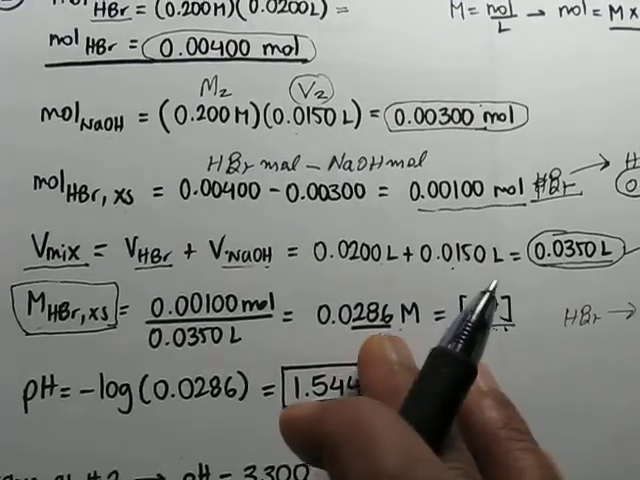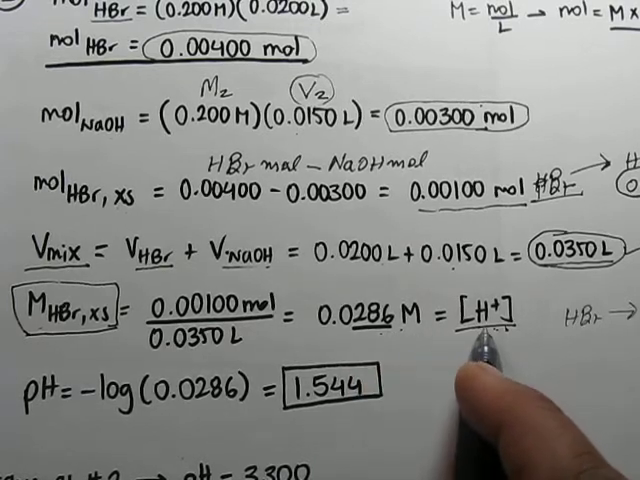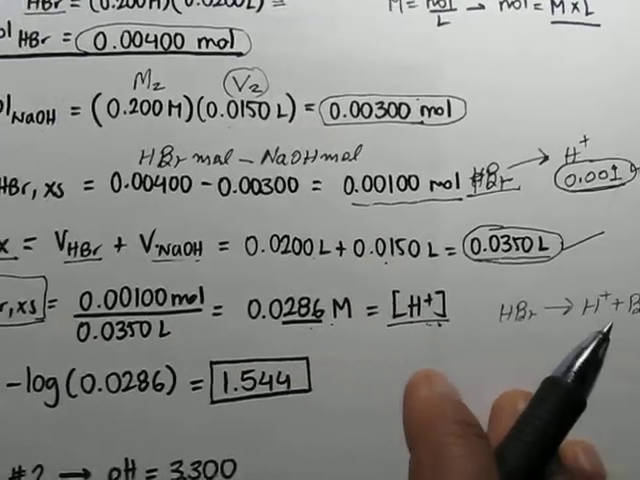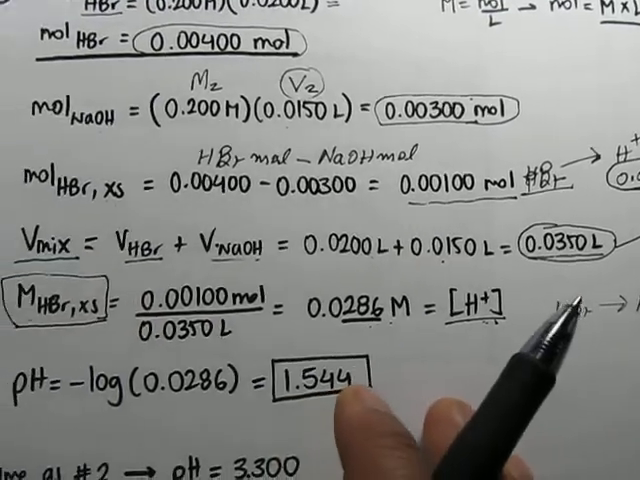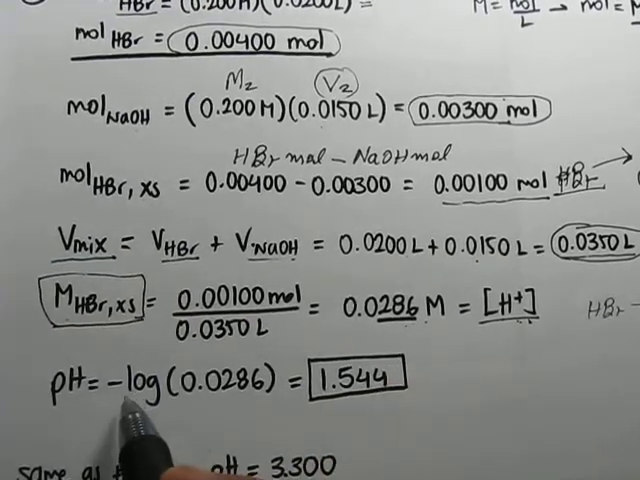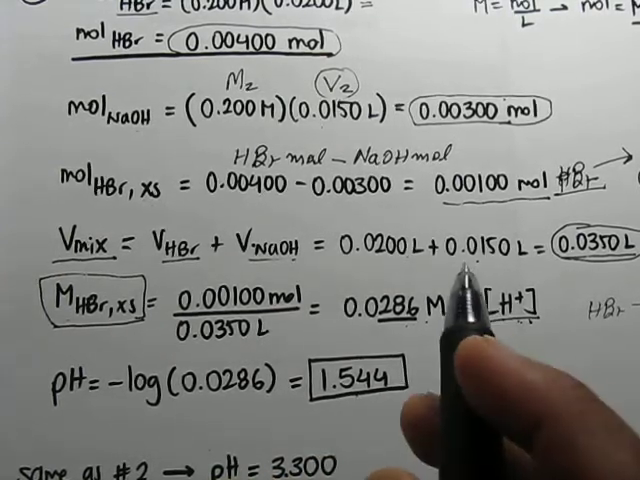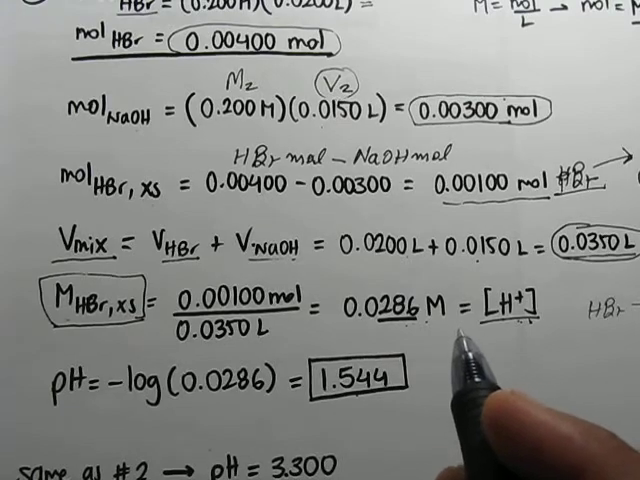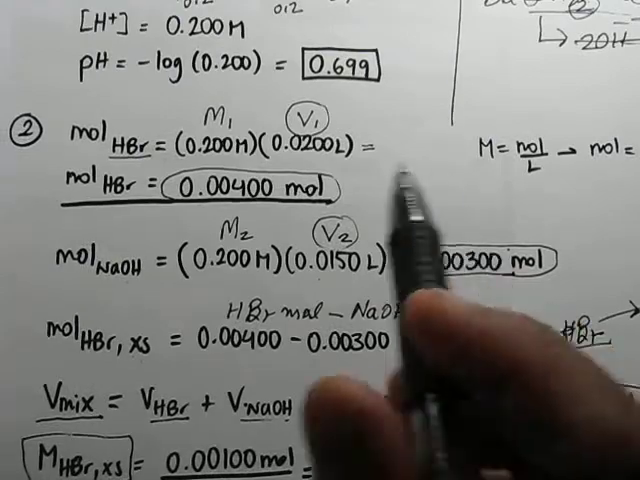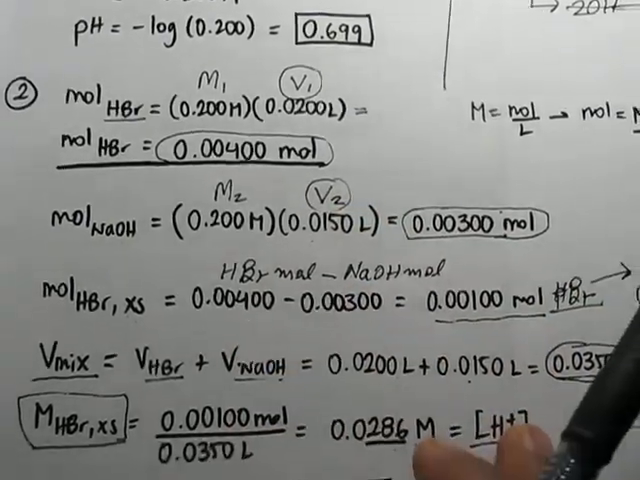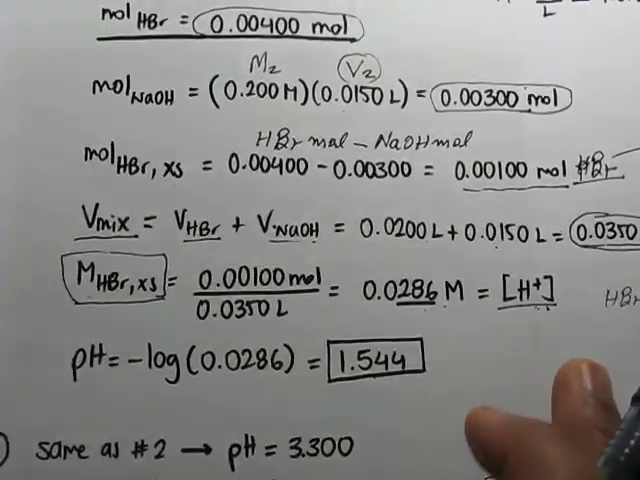Then we find out the molarity of the excess HBr, and this will be the same as the hydrogen ion concentration. So once we know the hydrogen ion concentration, because HBr will dissociate 100%, once we know the HBr concentration and hydrogen ion concentration, we can take negative log to get the pH. So as we add 15 ml of sodium hydroxide, you can see pH has increased from 0.699 to 1.544.